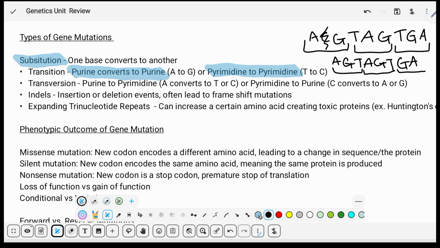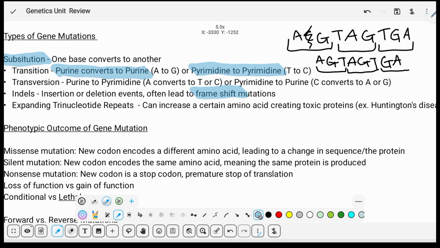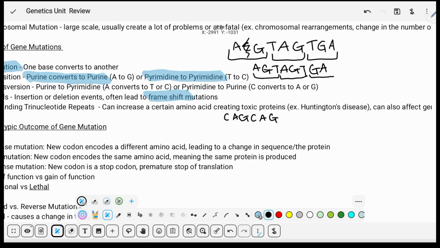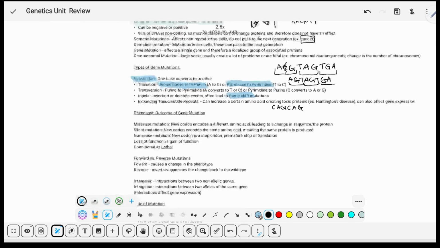When an indel happens, it leads to a frame shift mutation unless you somehow delete three in a row perfectly. Next, trinucleotide repeats. There are a lot of trinucleotide repeats, and a common one is CAG, and you have a ton of those in a row. But if you have too many of them, it can cause some problems, like Huntington's disease. And they can also affect gene expression.